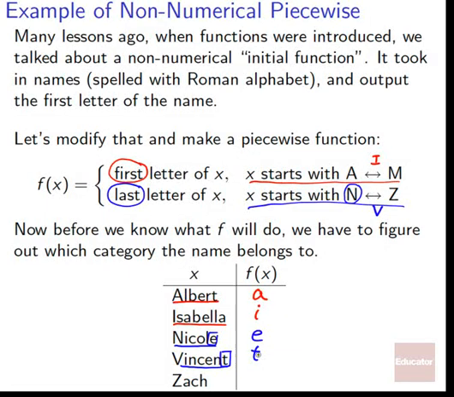What about Zach? If we've got Zach, Zach's pretty clearly going to be starting with a Z, so that means we're in the second category. We're going to get the last letter, and it will be H. So we can have a piecewise function operating on non-numerical things. The idea of a piecewise function is just we take in things, we see which category the thing belongs to, and then we apply a rule based on the category it belongs to. We figure out the category, then we apply a rule based on it. Great.